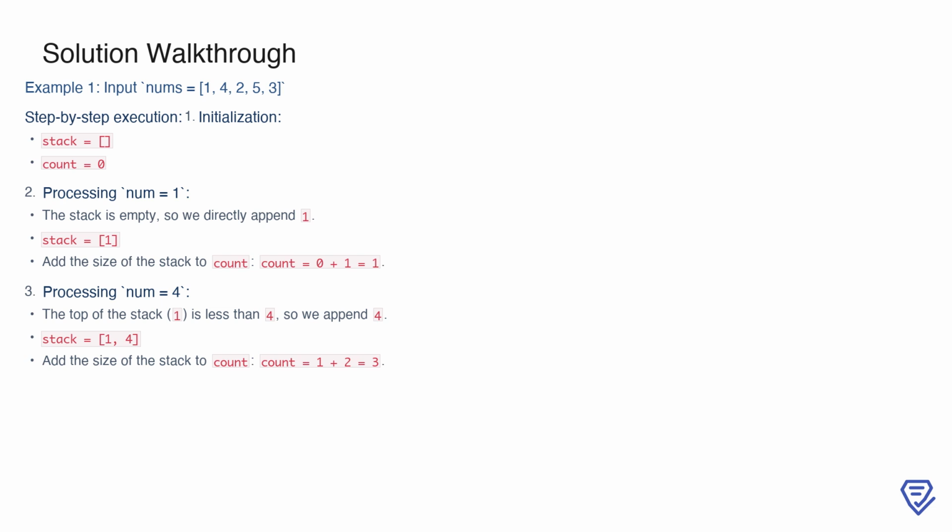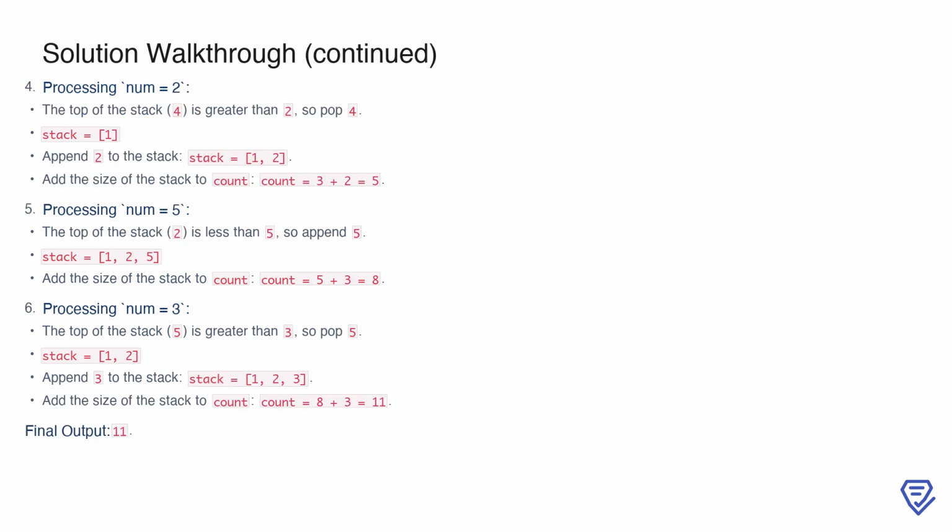Next, we process 4. The top of the stack, which is 1, is less than 4, so we append 4 to the stack. The stack now becomes [1, 4]. We then add the size of the stack, which is 2, to our count. This updates the count to 3.